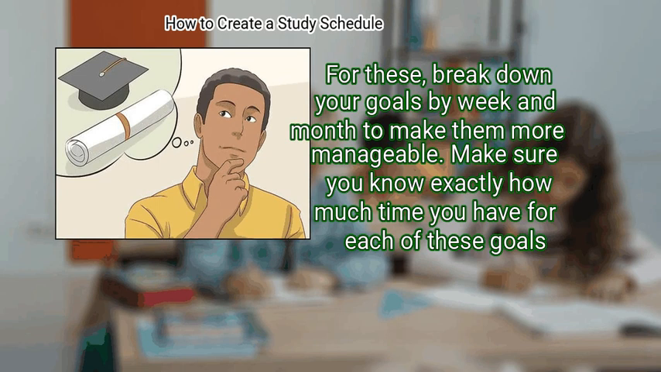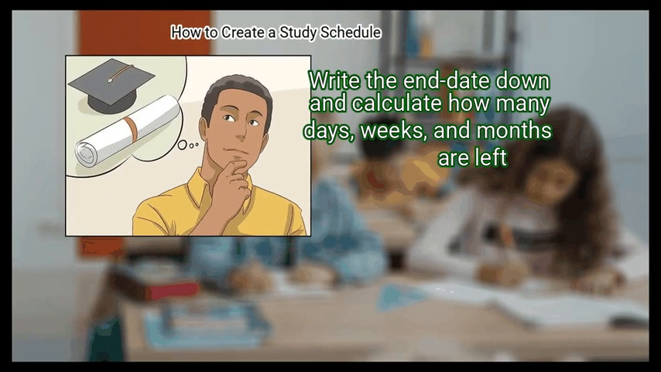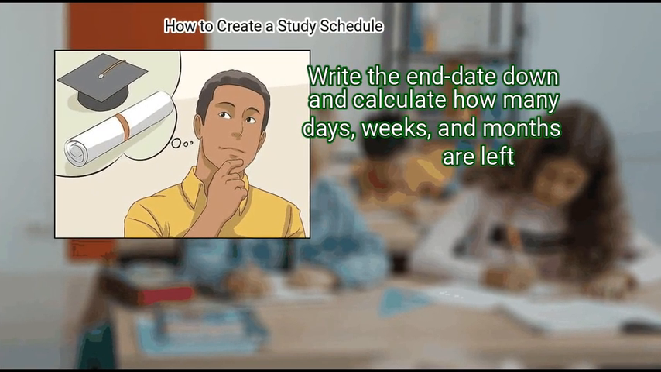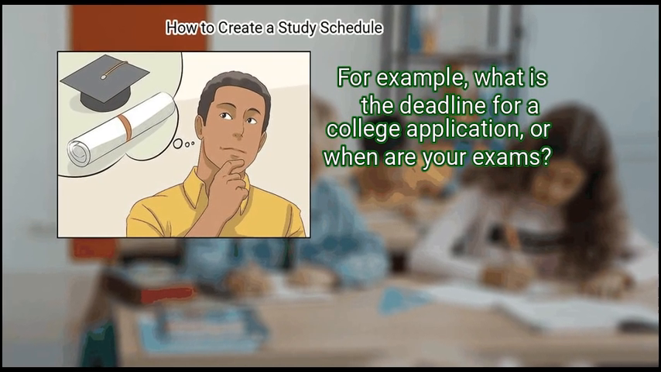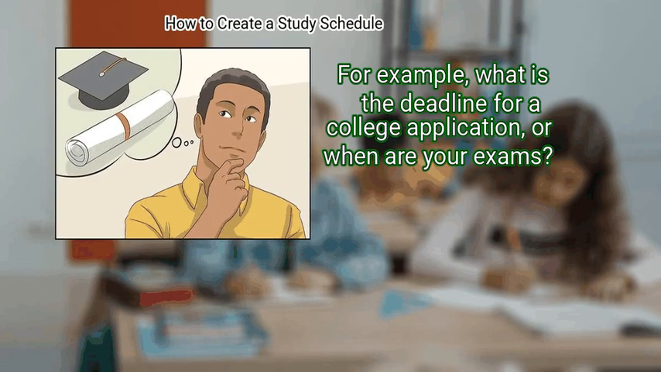Make sure you know exactly how much time you have for each of these goals. Write the end date down and calculate how many days, weeks, and months are left. For example, what is the deadline for a college application, or when are your exams?